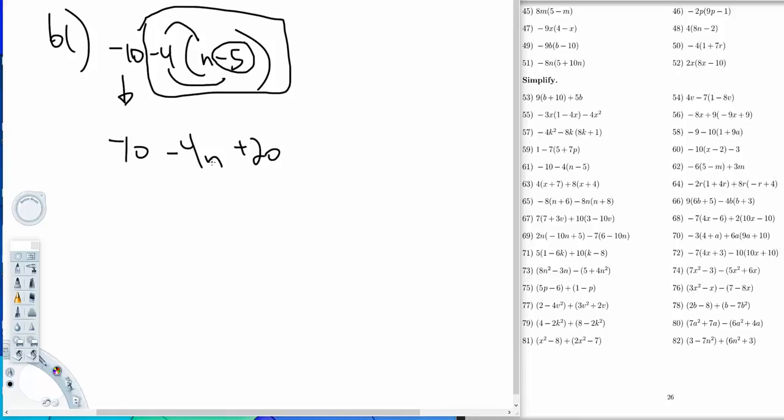All right. So is there any like terms we can combine here? Yes, right here. This minus 10 and this plus 20. So it would be 10 minus 4n. Is that the answer? Yes, it is.